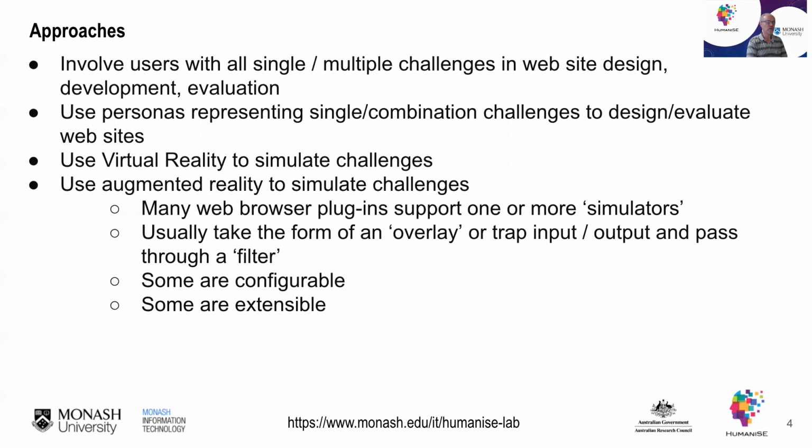Another approach is to use augmented reality or some form of augmented reality. The most common one is to have a browser plugin or some sort of overlay augmentation that simulates one or more challenges. Probably the most well-known one are color blindness simulators, but there are a number of others as well. Again, they usually have some sort of overlay, so some sort of trap that takes input from the user with a keyboard, mouse, gesture, otherwise, passes through some sort of filter, and in the reverse, as the website or app tries to display output, passes it through a filter to try and mimic the kinds of interaction challenges that people might have.